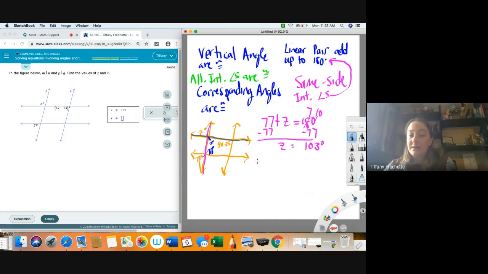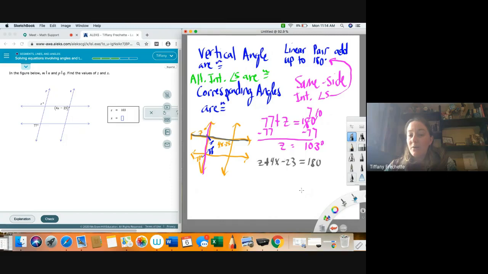So we have z plus 4x minus 23 equals 180. Remember, with same side interior angles, you have to add the two together. So this is z. Sorry, I'll put the little cross on there so you know that's a z. z is one angle, 4x minus 23 was the other angle. I'm adding them together to get 180 degrees.